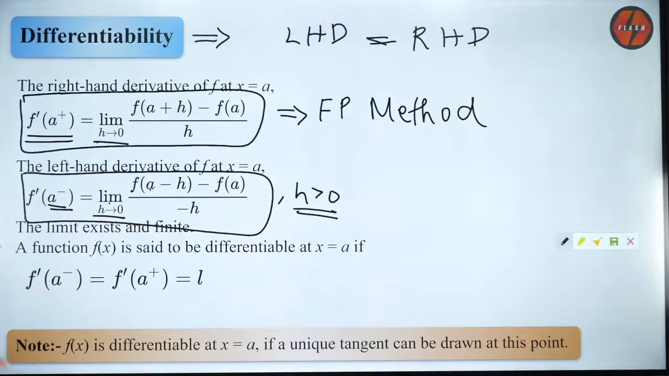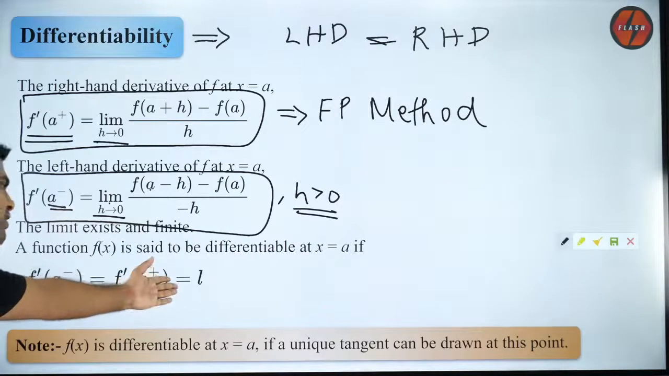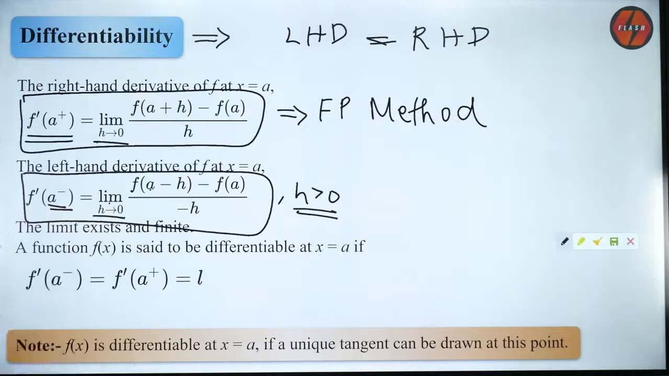Now, when do you say that a function is differentiable at that point? The function is said to be differentiable at the point x equal to a if your left hand derivative is equal to your right hand derivative, and that is the common value. Okay?